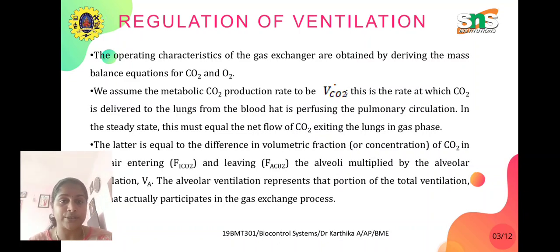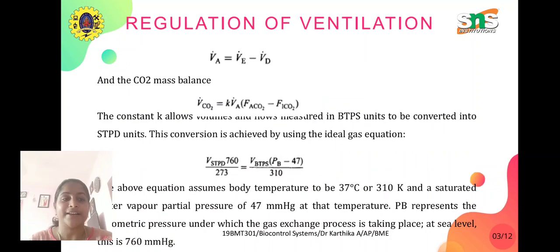alveolar ventilation VA. The alveolar ventilation represents that portion of the total ventilation that actually participates in the gas exchange process. Here in this regulation of ventilation part, VA is equal to VE minus VD, and the CO2 mass balance is VCO2 equal to K VA times (FaCO2 minus FiCO2). Here the constant K allows volumes and the levels expressed in BTPS units to be converted into STPD units.